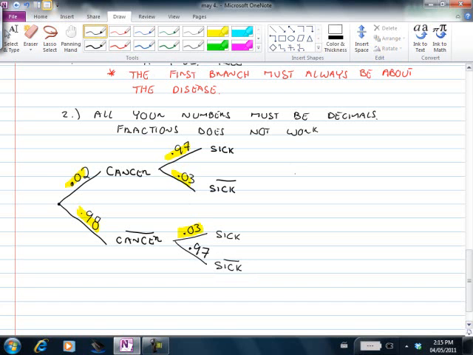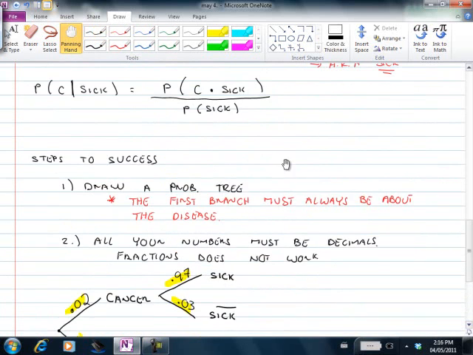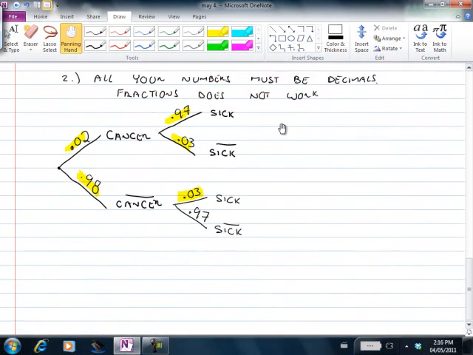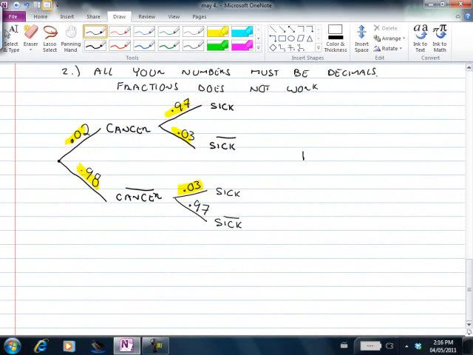I look at my formula. Because they're totally different. See, what you're thinking about, this is 97% accuracy. This is people with cancer or not cancer. Okay? So they're totally different. Now, I look at my formula. My formula says P of cancer given sick over P of sick.